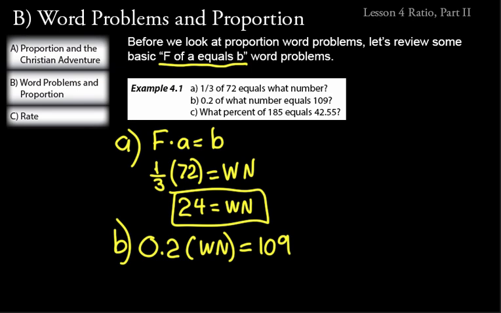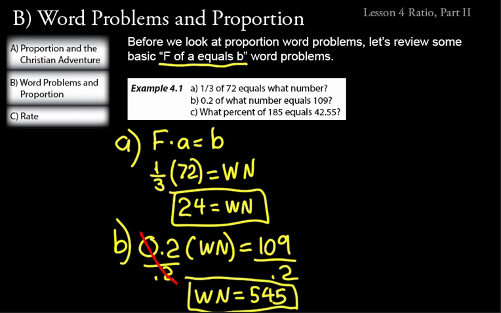So to figure that out, we would divide both sides by 0.2 and that's going to cancel everything on the left, and you could do that on your calculator. That's okay if you want to do that on your calculator. N is equal to 109 over 0.2. You should get 545 for that.